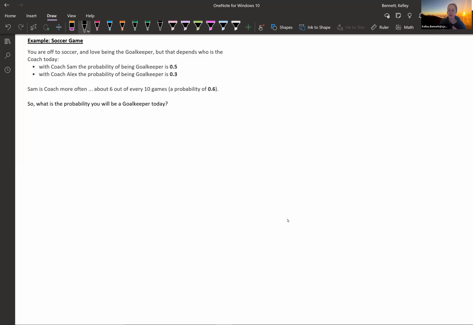I want to show one more example where we just use a probability tree to determine the answer to this question. So we're off to soccer. We want to be the goalkeeper, but being assigned to that position depends on who's coaching the practice that day. So we've got two coaches, Sam and Alex, and they give us the probability of being a goalkeeper for each of them. So we can see it's different.